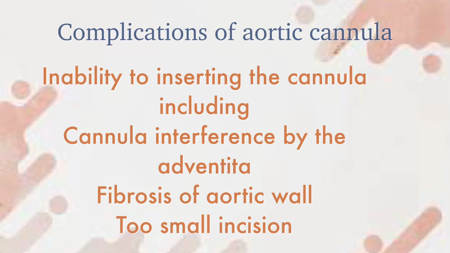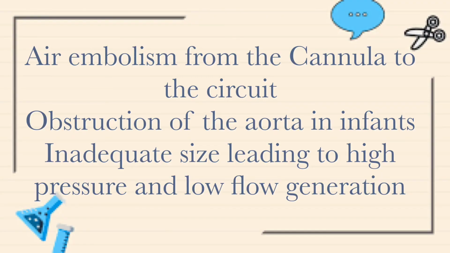Complications of aortic cannulation: inability to insert the cannula, including cannula interference by adventitia, fibrosis of the aortic wall, or a small incision. Air embolism from the cannula to the circuit, obstruction of the aorta in infants, and inadequate size leading to high pressure and low flow generation.